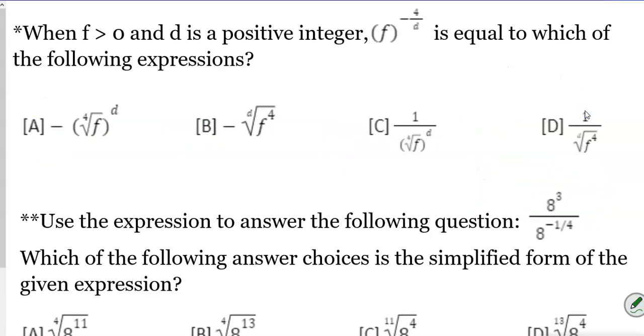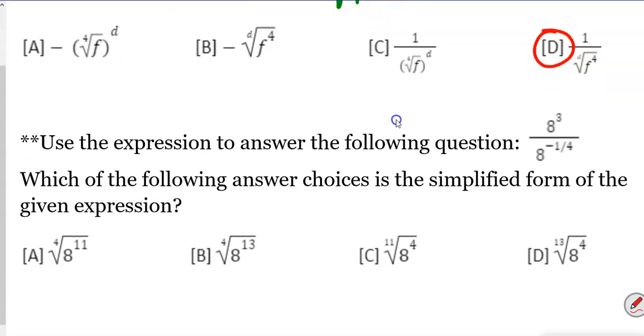So then this says when f is greater than 0 and d is a positive integer, because obviously it can't be 0, because if it was, we can't divide by 0. Then f to the negative 4 over d is equal to which of the following expressions? So let's go ahead and just write this, okay? So we got our f here, right? And it's going to be negative, so it's going to be 1 over. Y'all see that? And then what is our index? Our index is going to be the d, because that's our denominator, right? And then we're going to take this 4 right here, and we're going to put it to the power. So which one looks like that, y'all? 1 over the d root of f to the 4. So that's d, isn't it, y'all?